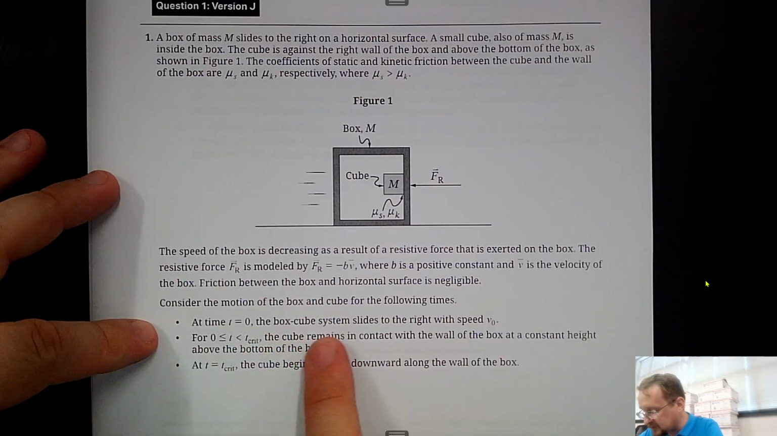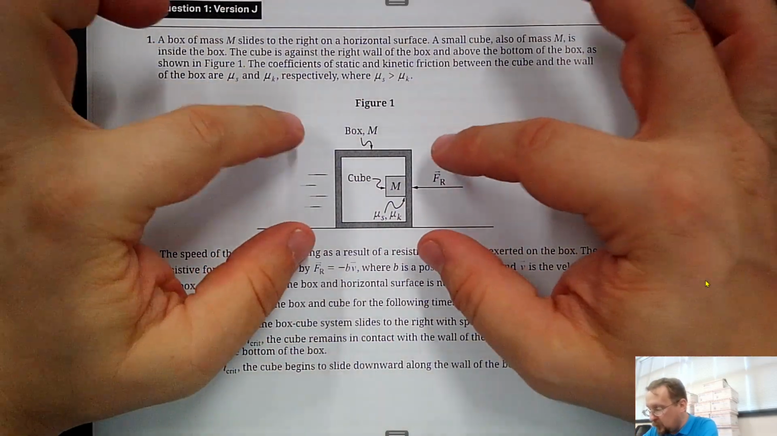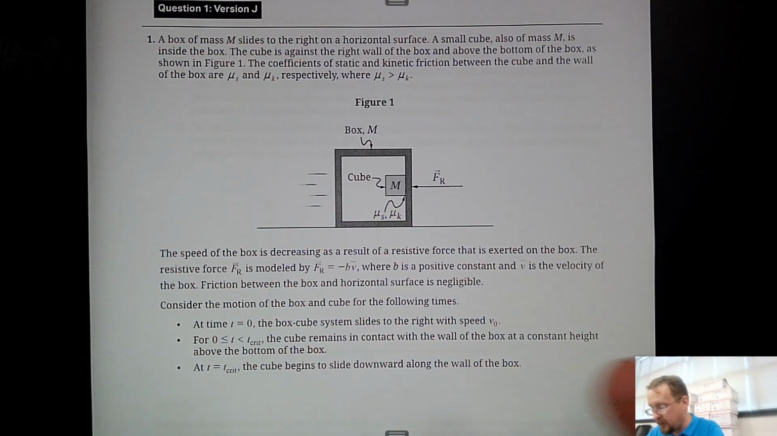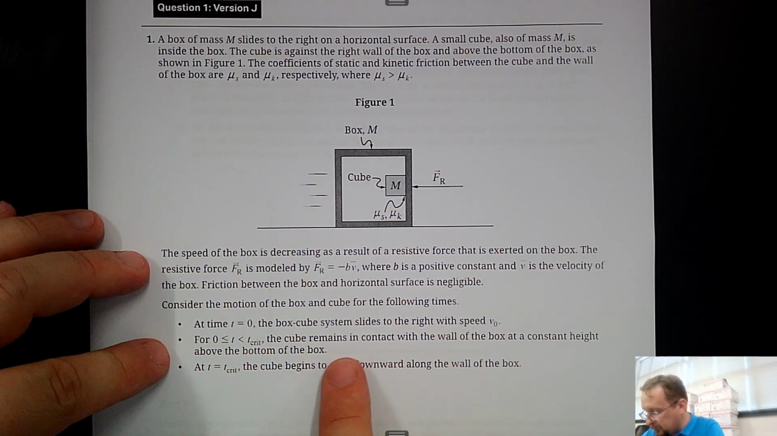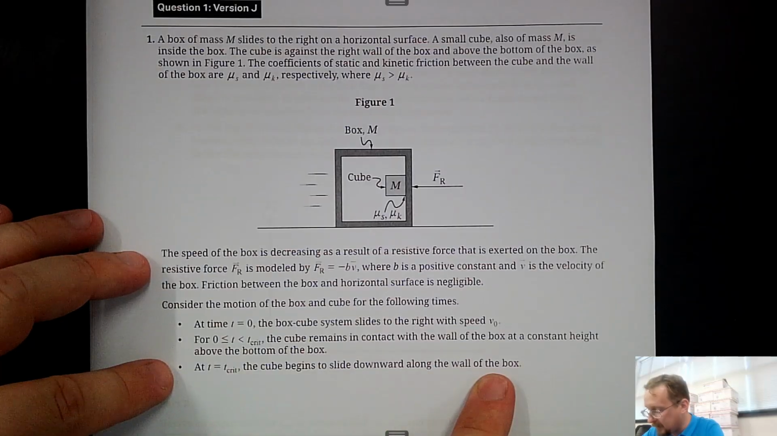Consider the motion of the box and the cube at the following times. At time 0, the box-cube system slides to the right with a speed v naught. So it's already moving with speed v naught, but the air resistance is in the process of slowing it down. And then there's a critical moment. The cube remains in contact with the wall of the box at a certain height, and then the cube begins to slide down.